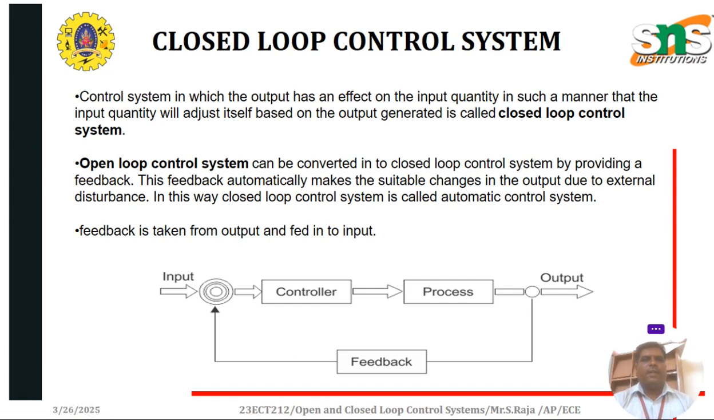Closed loop control system is one in which the output has an effect on the input quantity in such a manner that the input quantity will adjust itself based on the output generated. The open loop control system can be converted into a closed loop system by providing proper feedback. This feedback automatically makes suitable changes in the output due to external disturbance. In this way, a closed loop control system is called an automatic control system. So the only difference between open loop and closed loop is that feedback is attached again to the input.